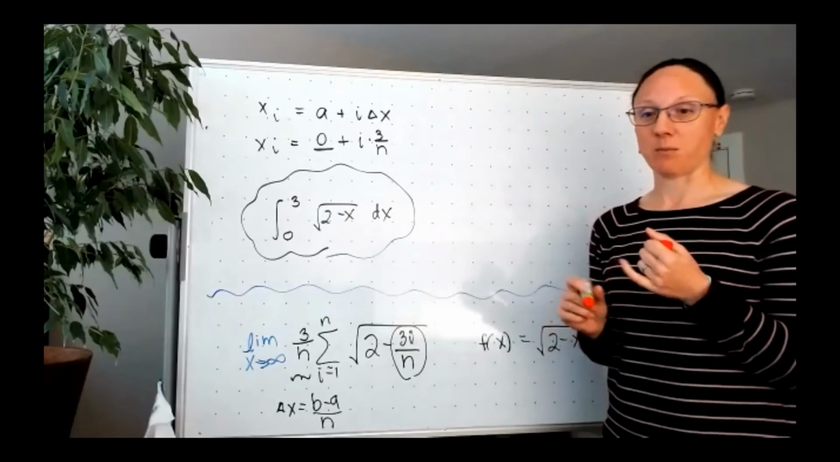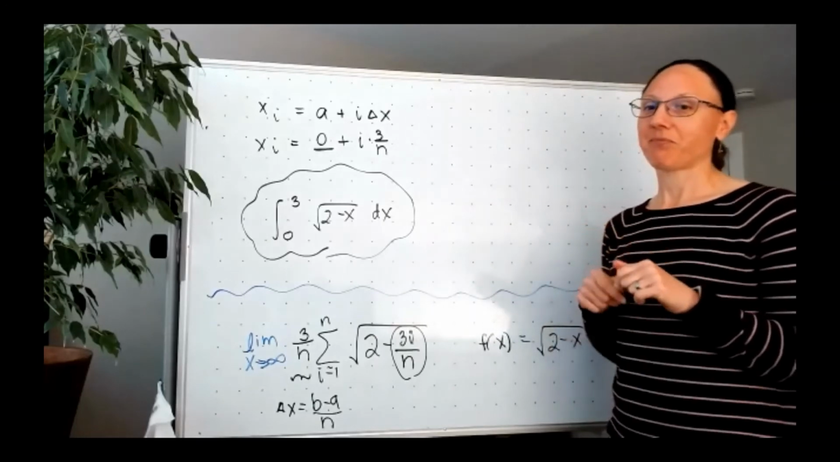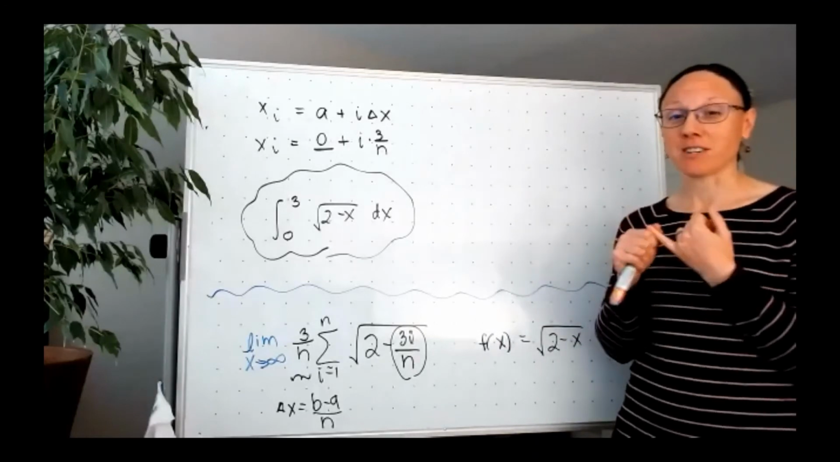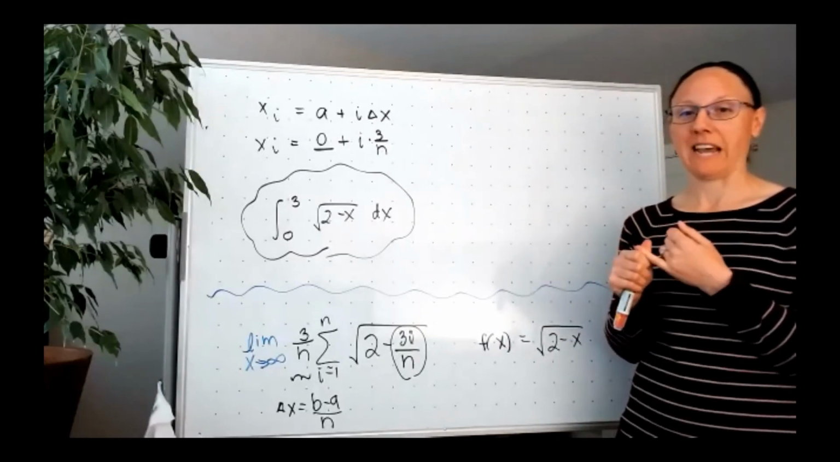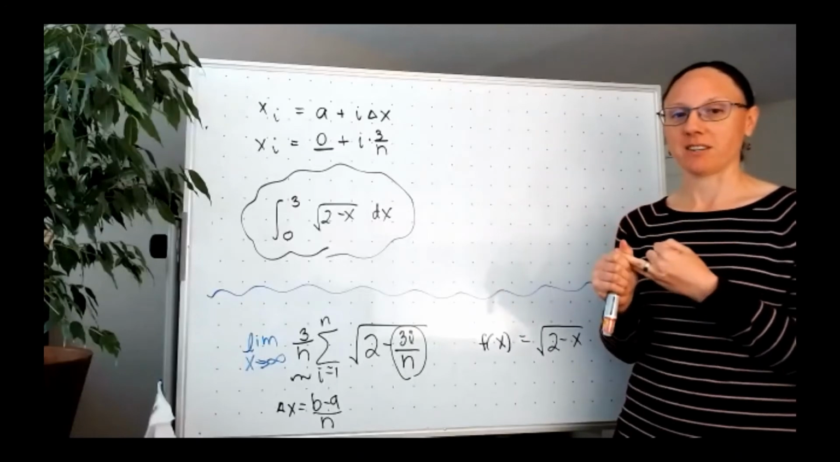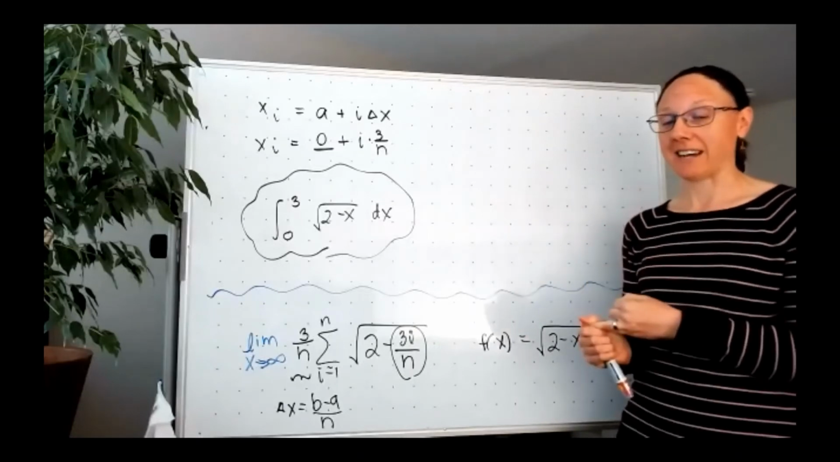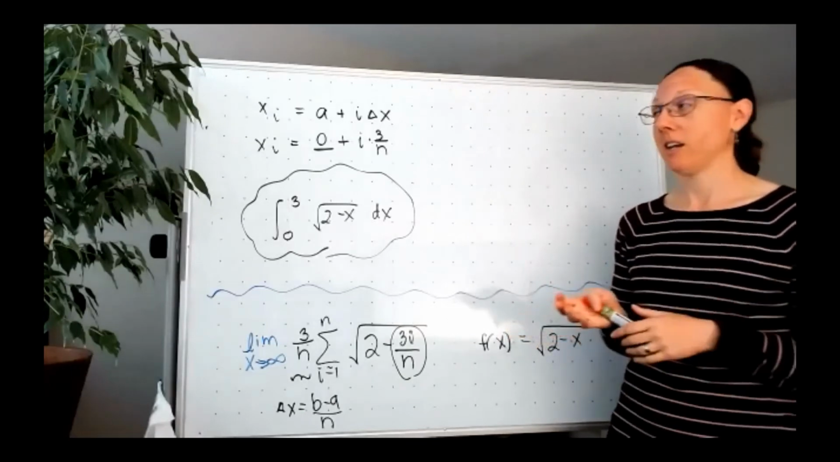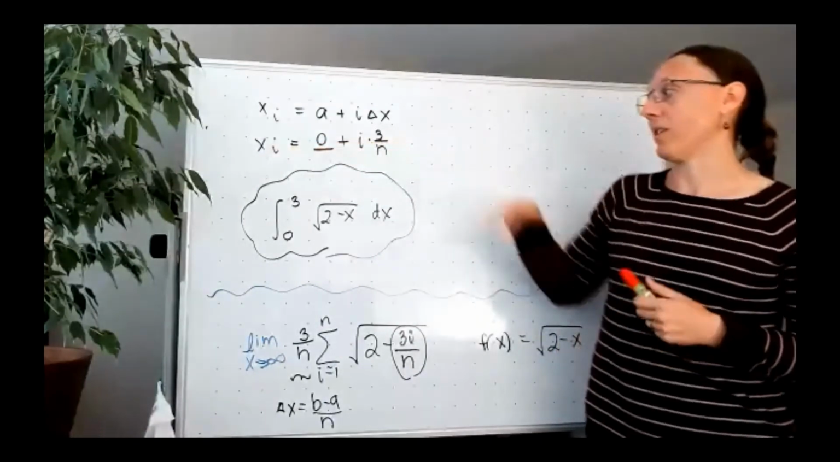If I have to work one of these backwards, then my first step is to figure out what was my delta x, and my second step is to figure out what the function is. Once I know the delta x and the function, then that's going to determine what this formula has to look like.